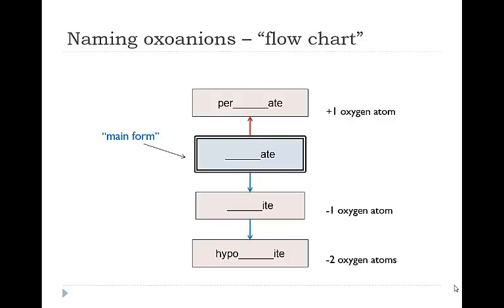So here's a flow chart. If you start with one more oxygen than the -ate form, it's per-, then -ate. If you remove an oxygen, it becomes -ite, remove another oxygen, and it becomes hypo-, -ite. And this flow chart, all of these flow charts are on Blackboard.